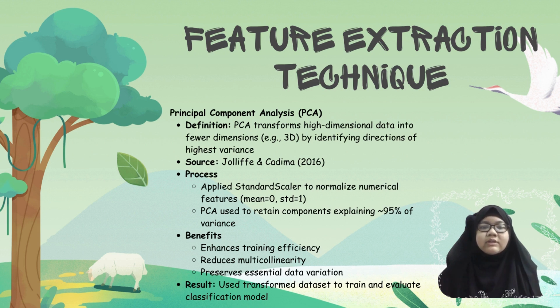Then we use PCA to reduce the dimensionality of our dataset while keeping around 95% of the variance. This allowed us to simplify the data while still preserving most of the important information. This technique improved training efficiency and also helped reduce multicollinearity between features. Finally, we use the transformed dataset to train and evaluate a classification model and compare its performance with the models that use feature selection.